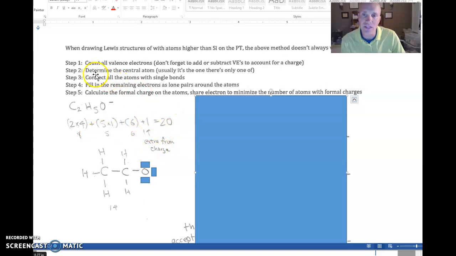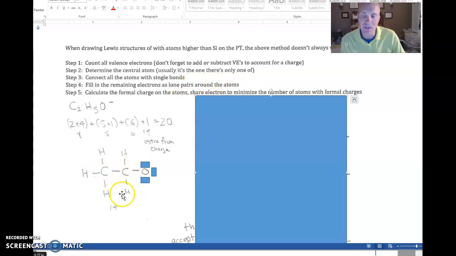So the next thing that we're going to do is determine the central atoms. Sometimes there's different ways you can put these together. Usually it's going to be the one there's only 1 of. In this one, we're not going to have just 1 central atom. When they say determine the central atom, it's something like NH4, where obviously the nitrogen would be the central atom. Next, we're going to connect all the atoms with single bonds, and that's what we've done right here. We're then going to fill in the remaining electrons as lone pairs around the atoms.